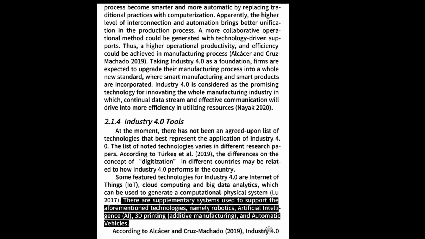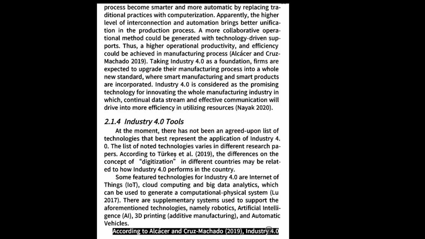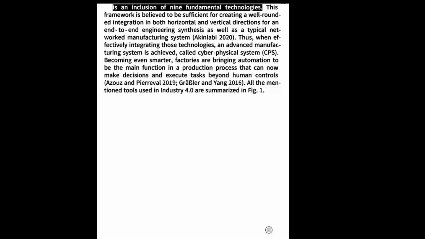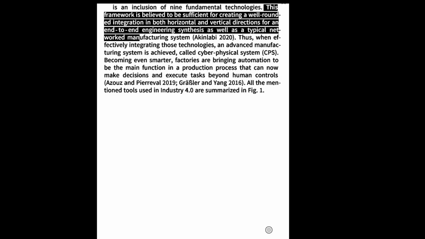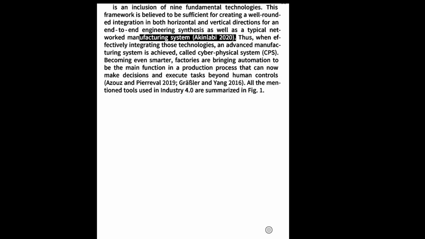There are supplementary systems used to support the aforementioned technologies, namely robotics, artificial intelligence (AI), 3D printing, additive manufacturing, and automatic vehicles. According to Alcácer and Cruz Machado 2019, Industry 4.0 is an inclusion of 9 fundamental technologies. This framework is believed to be sufficient for creating a well-rounded integration in both horizontal and vertical directions for an end-to-end engineering synthesis as well as a typical network of manufacturing system (Akinlabi, 2020).